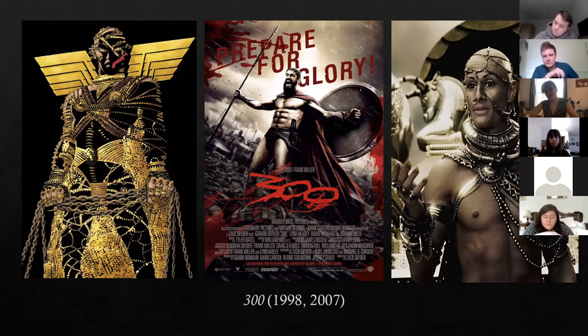But it's not just in film. I mean, the left-hand picture of Xerxes there, that is how he was portrayed in the comic books that came before the film. So it's really interesting how we're following this chain of reception, whereby we've got the ancient sources, then we've got portrayals such as the comic book, where Xerxes is decked in gold, and then the film adaptation is based off the comic, so that adds another link to this chain of reception.